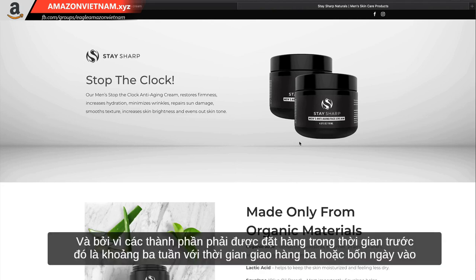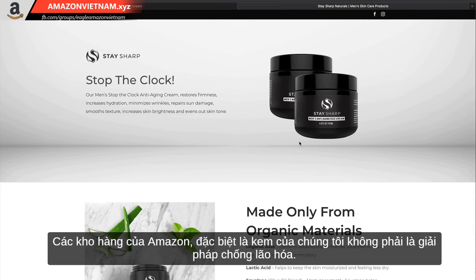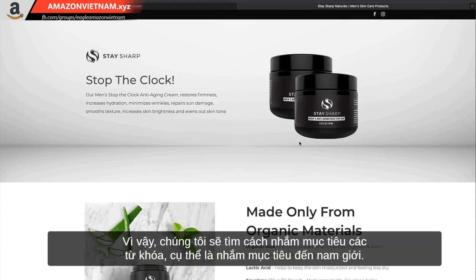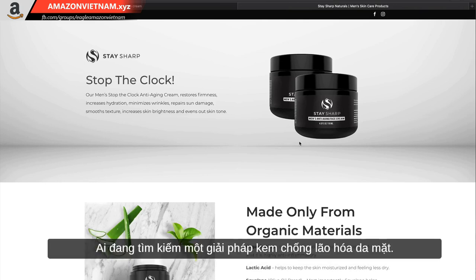We've sourced this product locally in the United States. And because the ingredients have to be ordered in, the lead time is about 3 weeks, with a 3 or 4 day delivery time into Amazon's warehouses. Specifically, our cream is an anti-aging solution, so we're going to be looking to target keywords specifically targeting men who are looking for an anti-aging face cream solution.